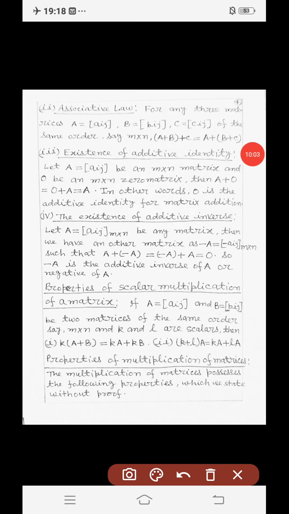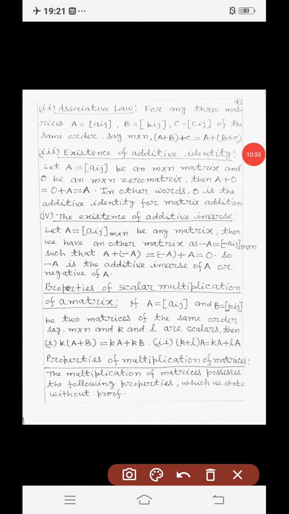Second, associative law. For any three matrices A equal to Aij, B equal to Bij, C equal to Cij of the same order, say m by n, then (A plus B) plus C equal to A plus (B plus C).